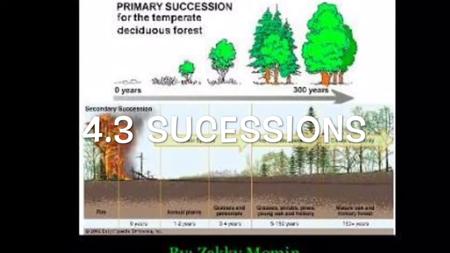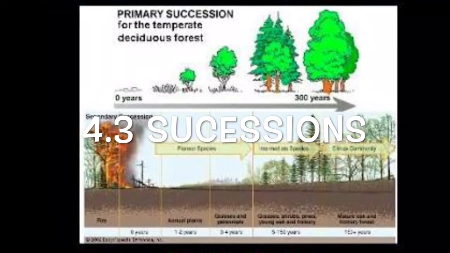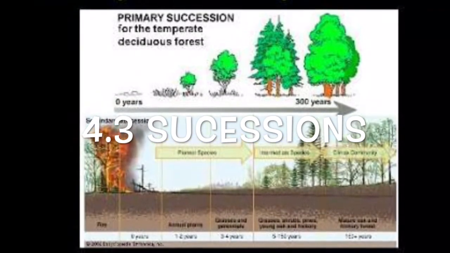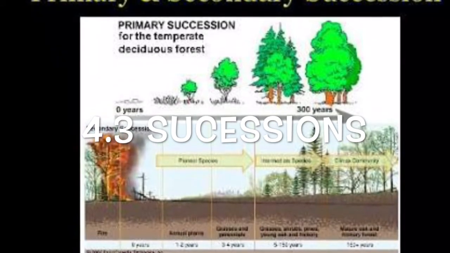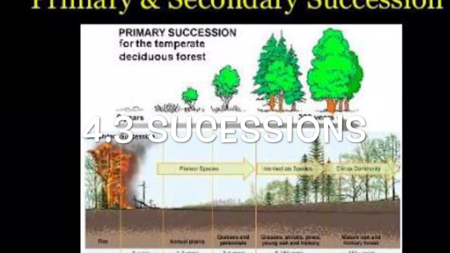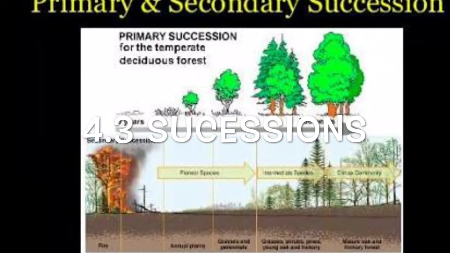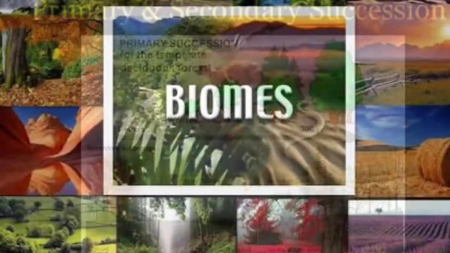4.3 Succession. Ecosystems change over time, especially after disturbances, as some species die out and new species move in. Secondary succession in healthy ecosystems following natural disturbances often reproduces the original climax community. Ecosystems may or may not recover from human-caused disturbances.